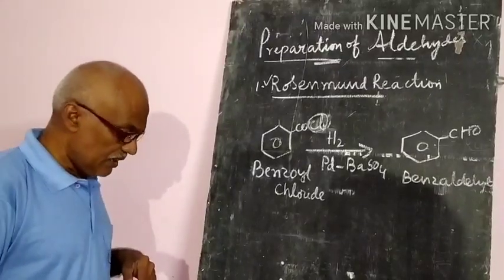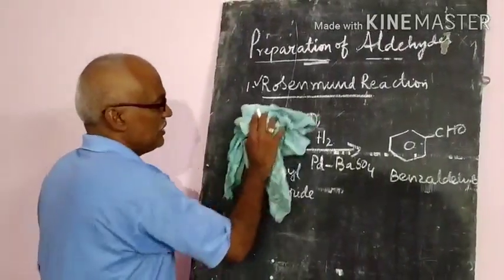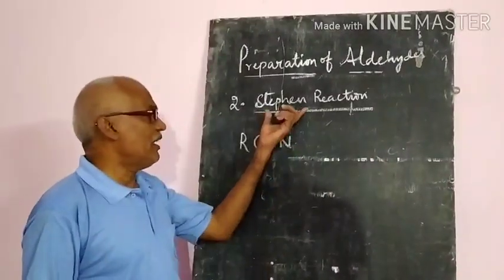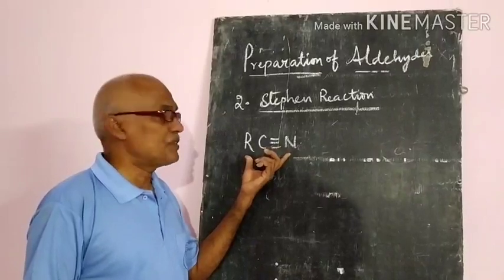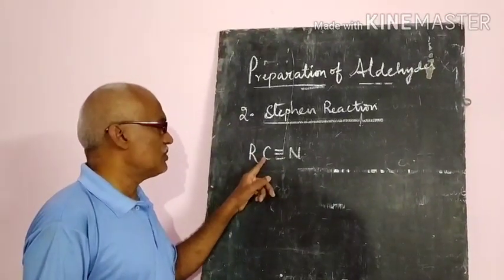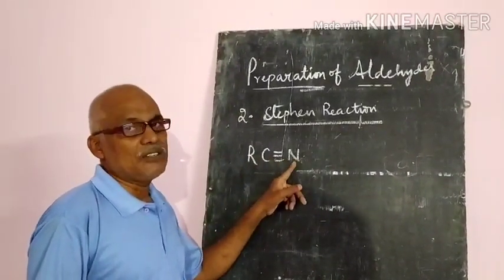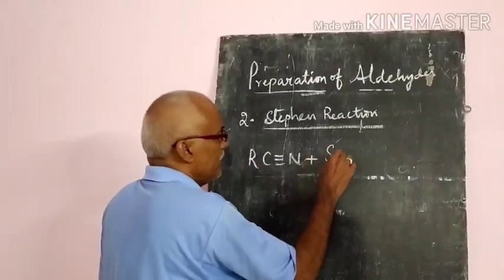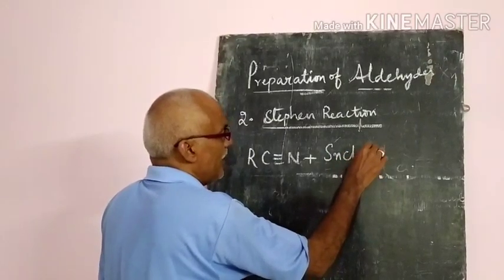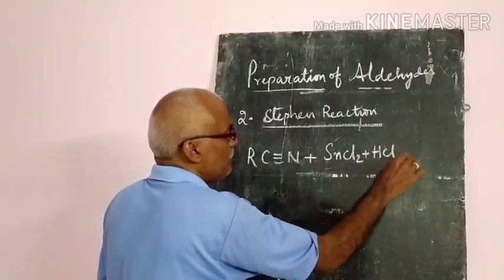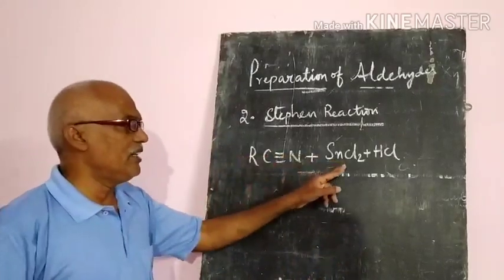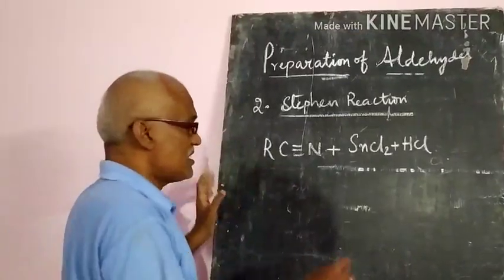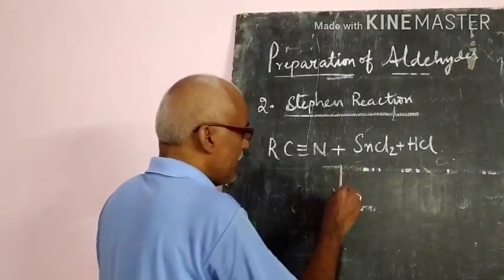Let us see the second name reaction, that is nothing but the Stephen reaction. The Stephen reaction involves nitrile groups. Nitrile groups means compounds which contain carbon and nitrogen, C triple bond N. These are called nitrile compounds. If nitrile compounds are treated with a stannous chloride and hydrochloric acid mixture, first it will give us an intermediate compound.